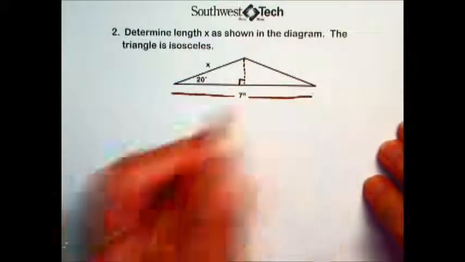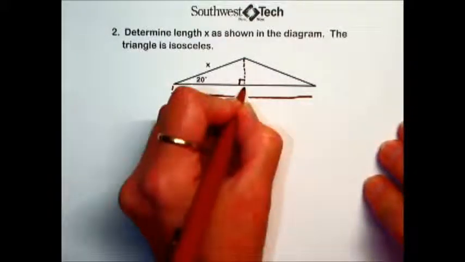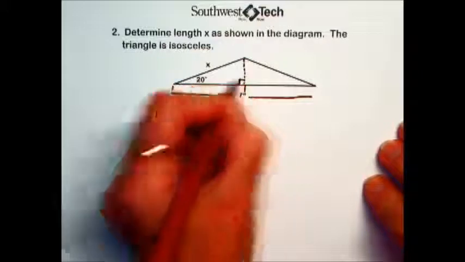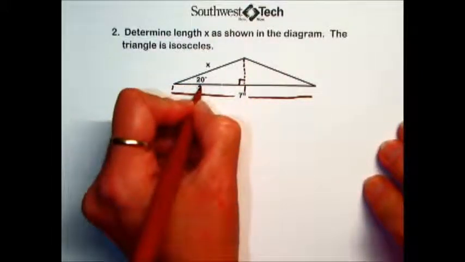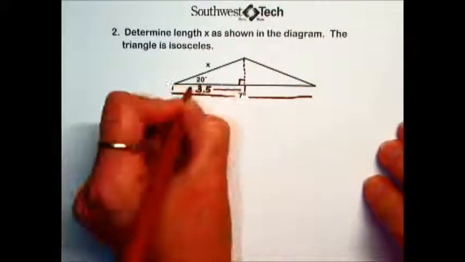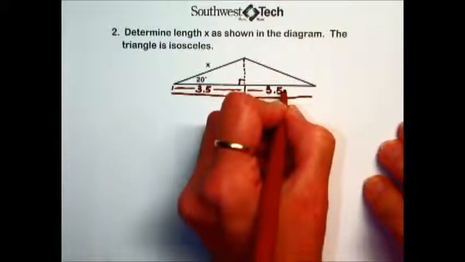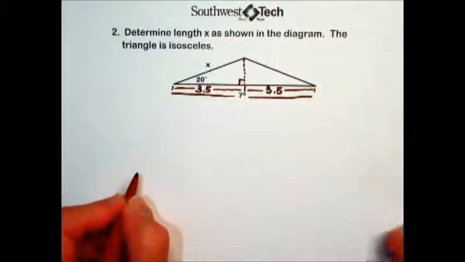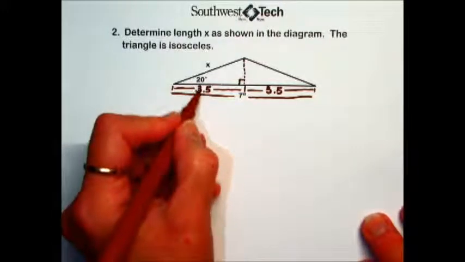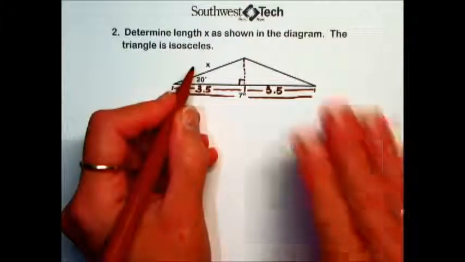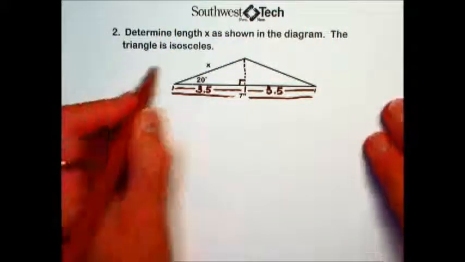So if we have an entire side length of 7, that means from here to the point where the altitude intersects the side is half of that distance. 7 divided by 2 is 3.5, and likewise on this half it has a length of 3.5 inches as well. Now that we have an angle and a side, we have enough information in this right triangle, which is also equal to the right triangle on the other side, to solve for the missing length.